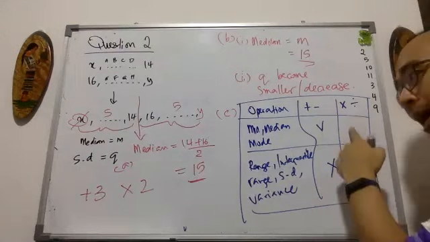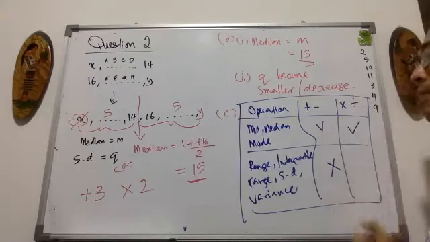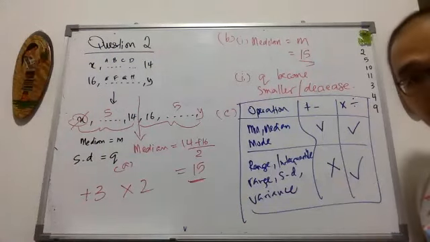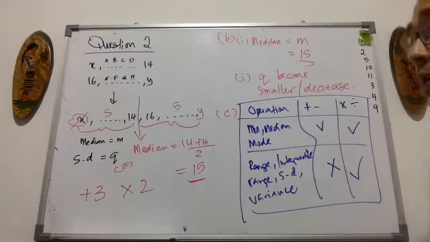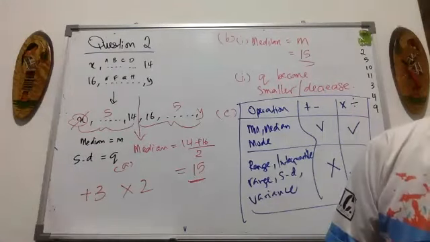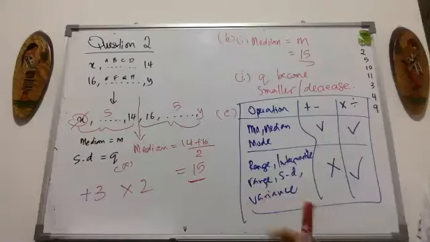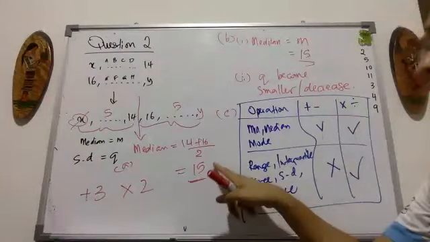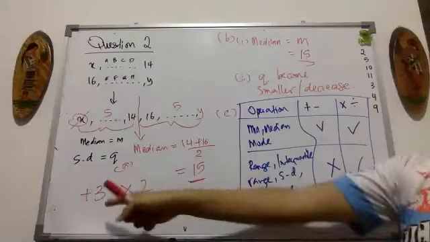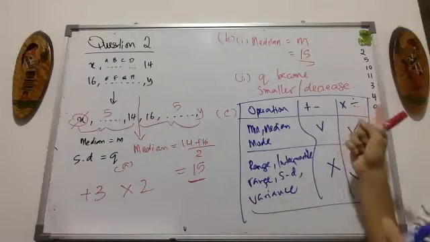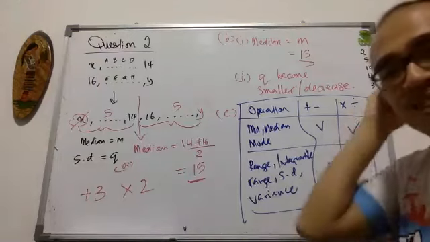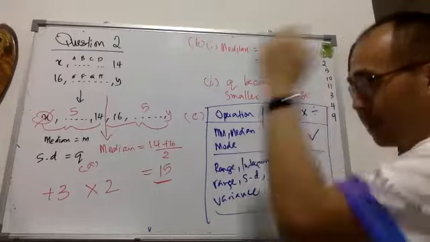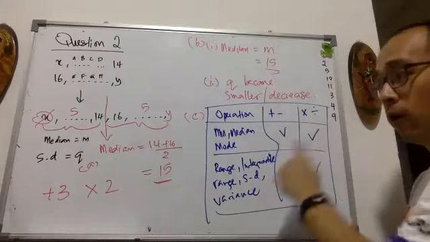Okay, but for times and divide, it affects mean and median, and it also affects range, interquartile range, standard deviation, and variance. Okay, so let's think about it in terms of the new median. Our original median is 15. Remember, 15 is affected by plus and minus and times and divide. So 15 is always affected. Median is always affected by all four.